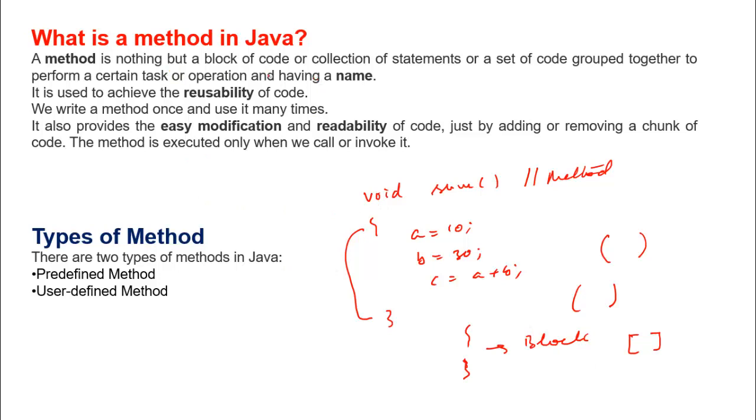So this is the method definition, and we use methods for reusability of the code. That means when you create one method, you can use it any number of times in your project. We write a method once and use it many times, and it also provides easy modification and readability of code, just by adding or removing a chunk of code. The method is executed only when we call or invoke it.